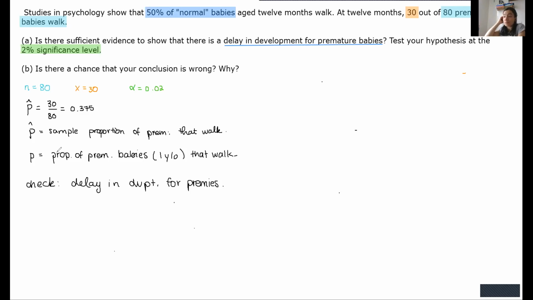If there is indeed a difference between full-term babies and premature babies in terms of development, then that means that after 1 year old, premature babies should not be at the same place, and so there should be fewer premature babies that walk than normal babies that walk, right? So that means that if this is what I'm going to check for, then I'm implicitly checking for whether the proportion of premature babies that walk, P, is smaller than 0.5, which means that 0.5 is actually our comparison value.